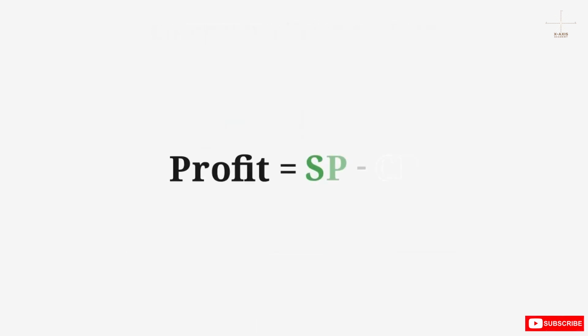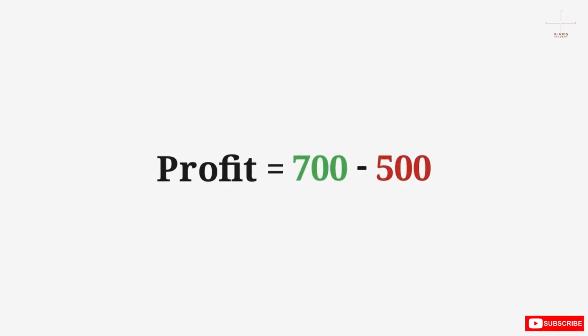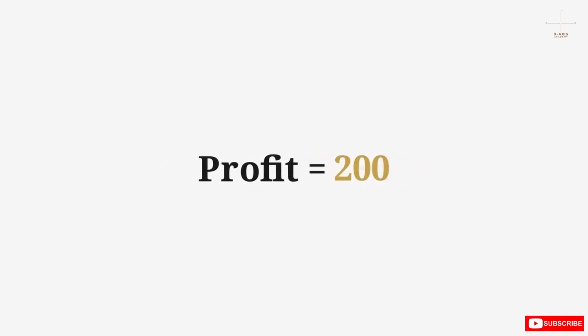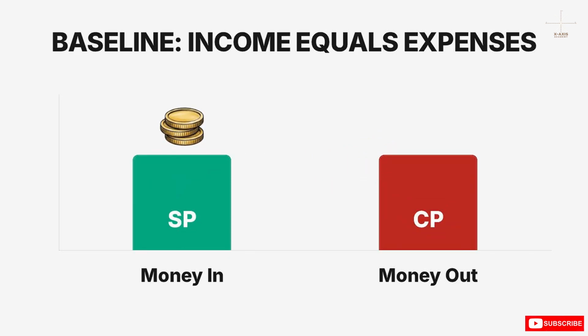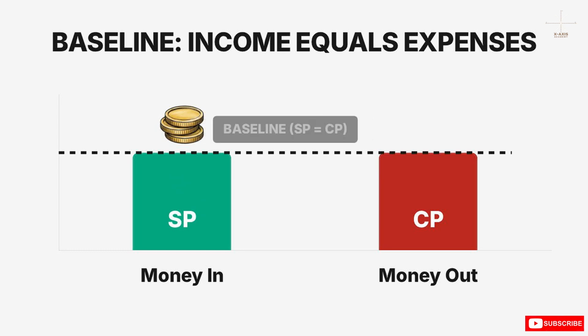If we subtract your 500 rupee investment from the 700 rupees you received, you are left with 200 rupees of extra money to keep in your pocket. This balance between money coming in and money going out is the absolute baseline for how every business operation functions.